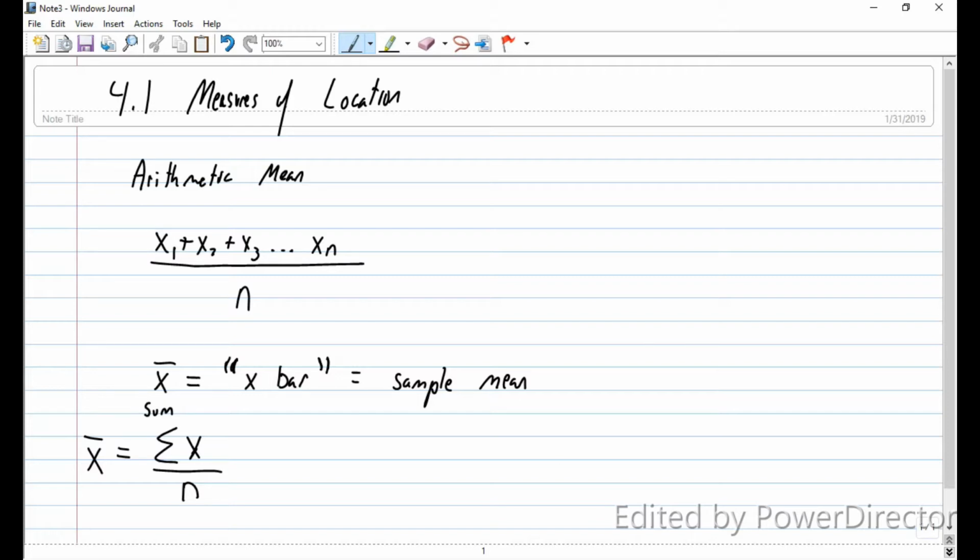All right, so again, what we think of as the average, in statistics we don't call it the average. We call it the mean. All right, and if we are dealing with a sample, which in most cases you deal with samples, then the mean is X bar.